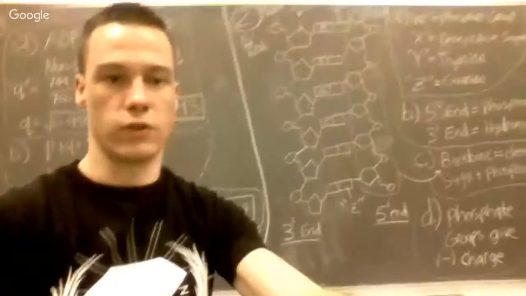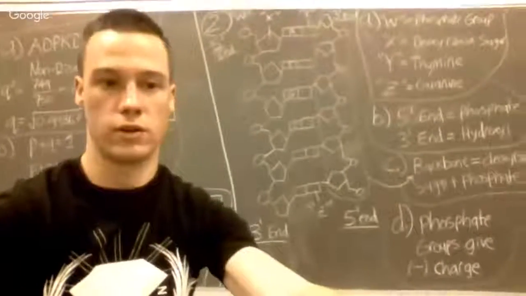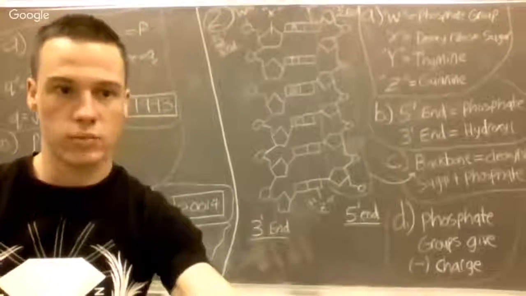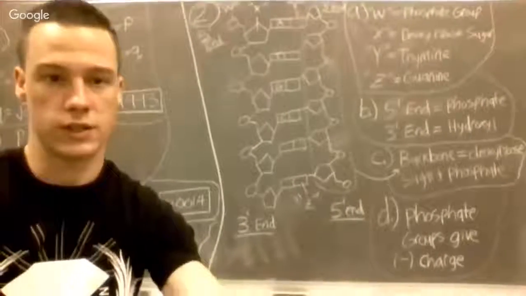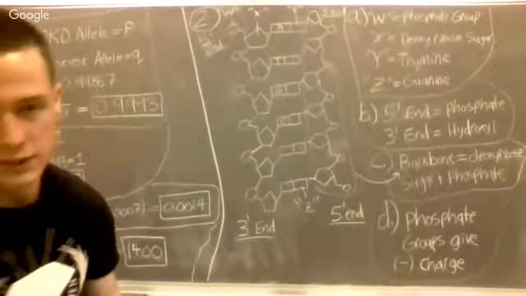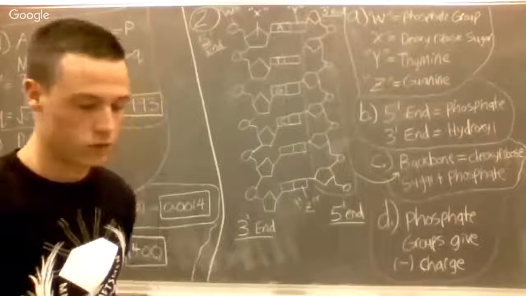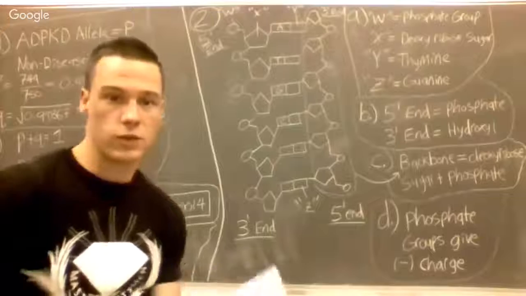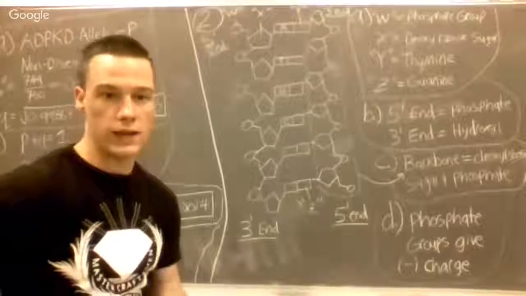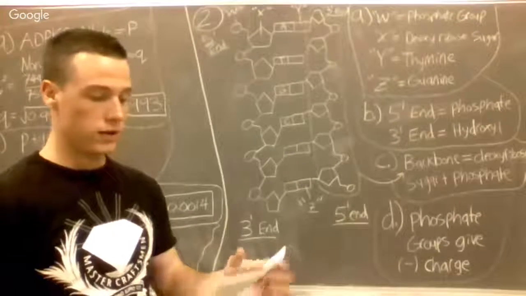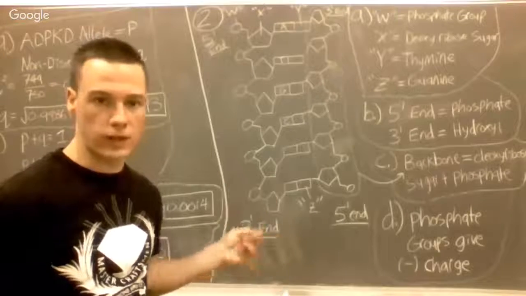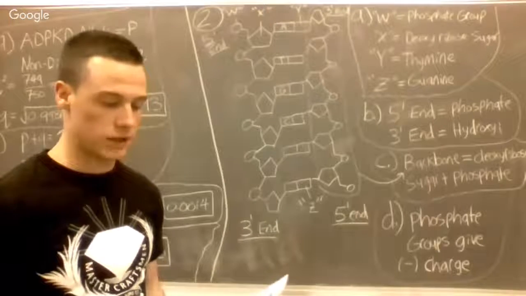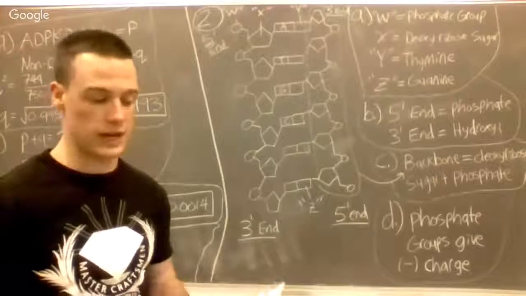I'm just going to move this over a little bit for number two here. Number two is talking about a DNA molecule. The question gives us a DNA molecule, and part A is asking about all these labels, W, X, Y, and Z on the diagram, and what these indicate.